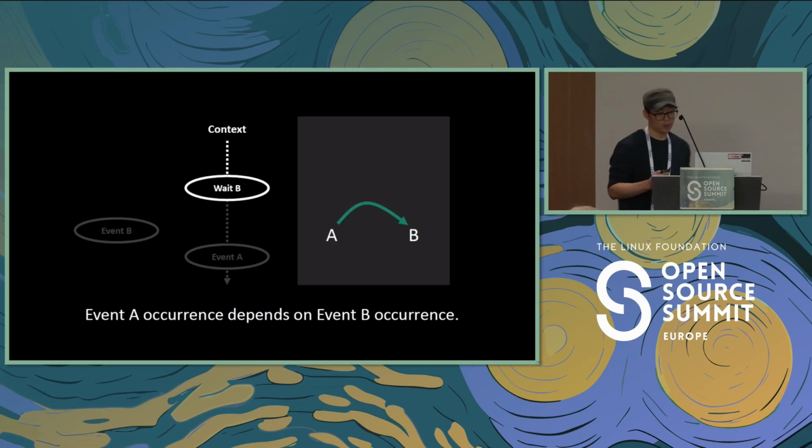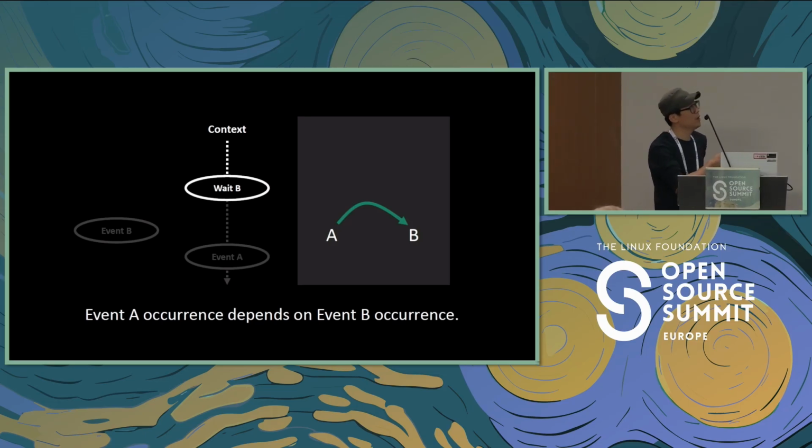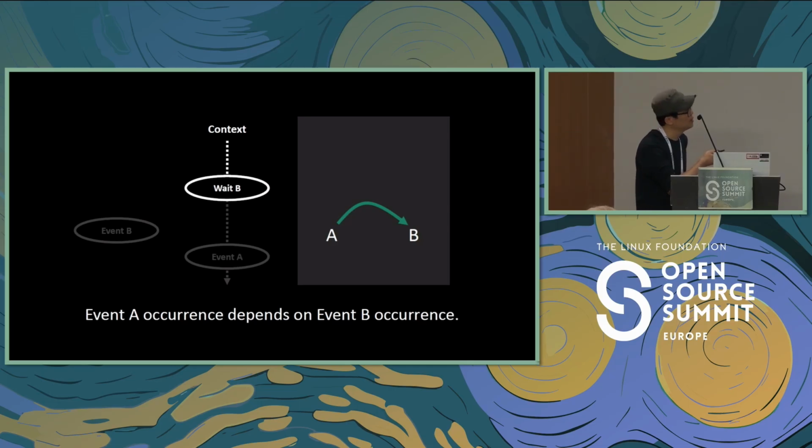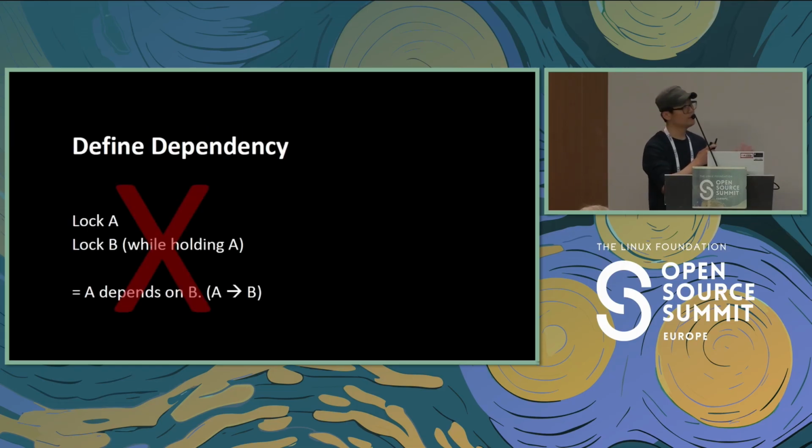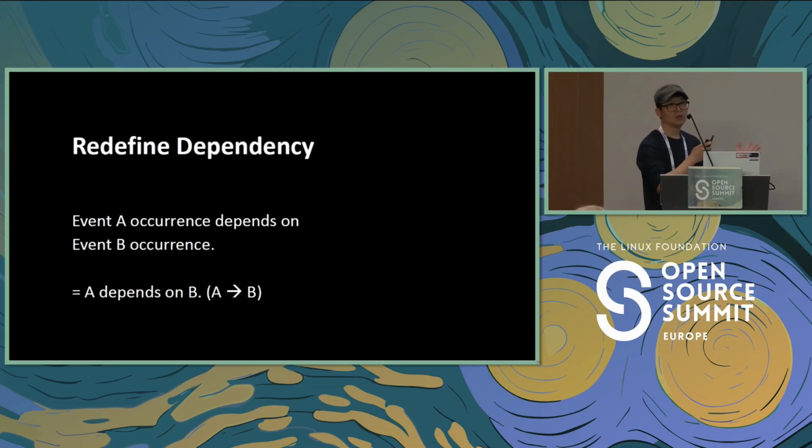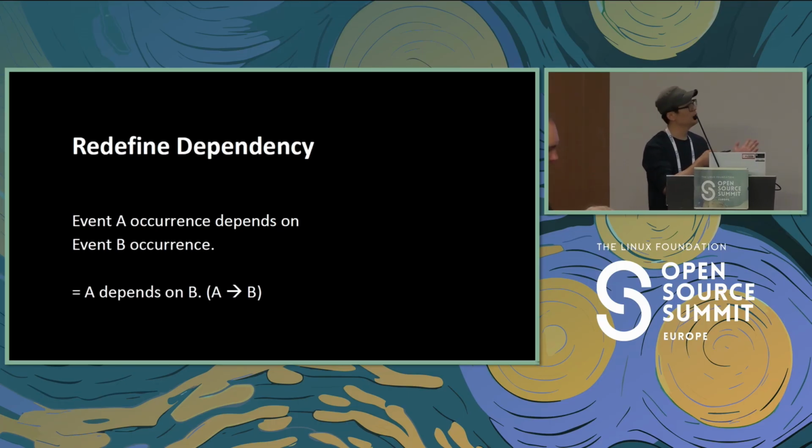Let's look at the context part. To trigger event A, wait B must be awakened. For wait B to be awakened, event B that wait B is waiting for must be triggered. By deductive reasoning, we can conclude that to trigger event A, event B must be triggered. So instead of the previous definition, I'm going to use this definition in DEPT. When event A's occurrence depends on event B's occurrence, I would say A depends on B.